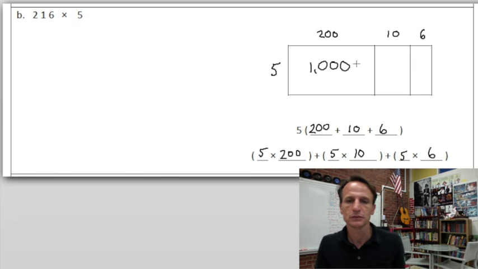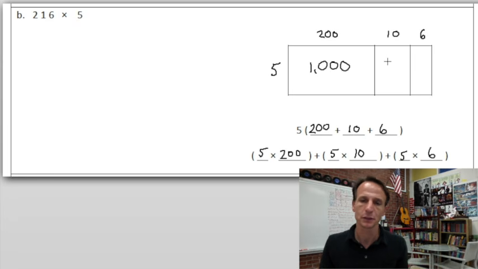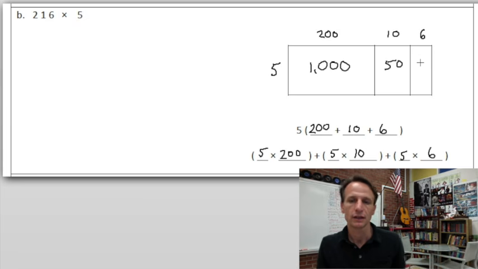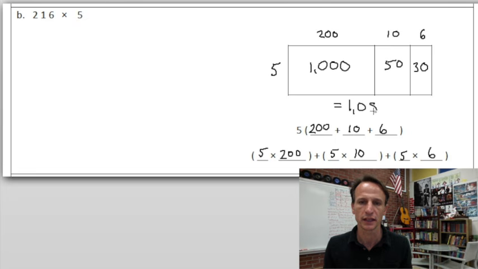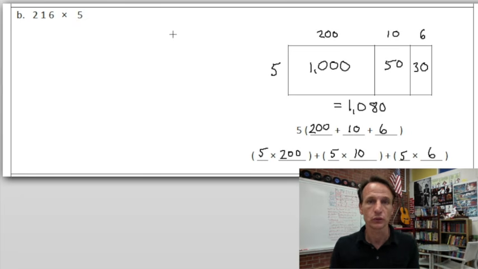And then here, nice and easy, 5 times 10, we know is 50, yes indeed, and 5 times 6, yeah, 30. And you can probably add those in your head because you see 50 and 30 make 80, and 80 with 1,000 is, right? I want to write down, it's not really in order, but I do want to write down my final product here, which is 1,080. Great.